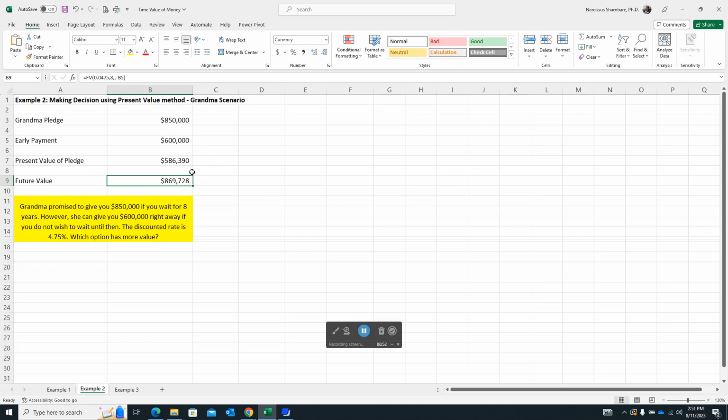But quantitatively, you can see the power of time value of money when we use the present value and the future value. It's very, very powerful. It enables you to make important decisions quantitatively, of course, that will at least guide your decision-making process.